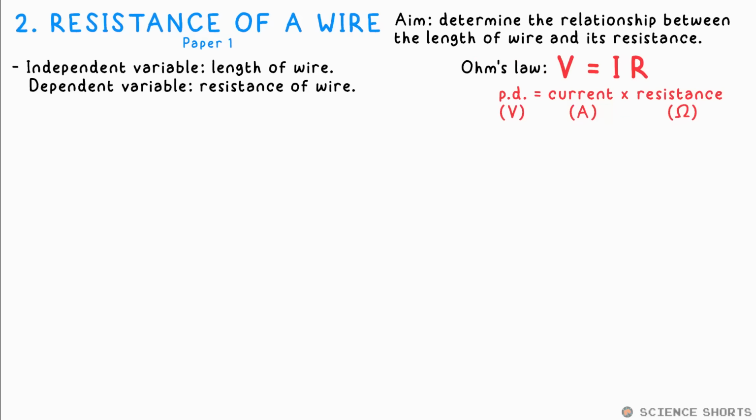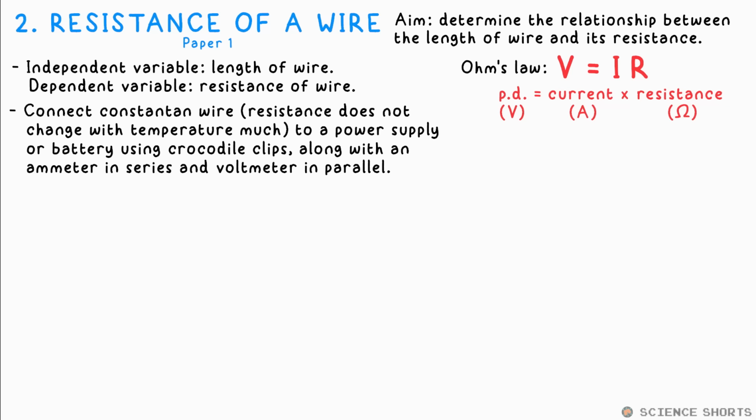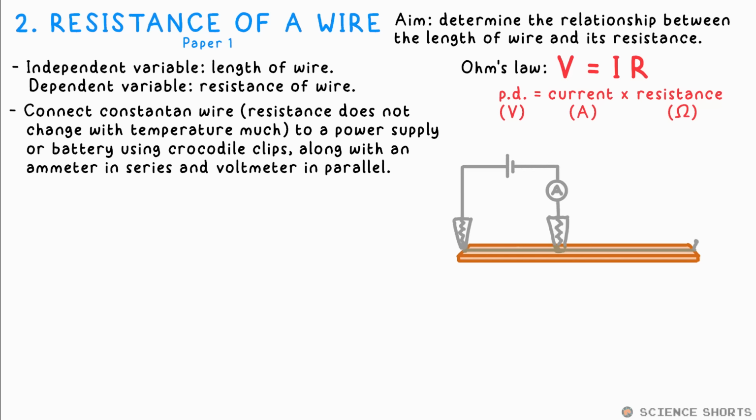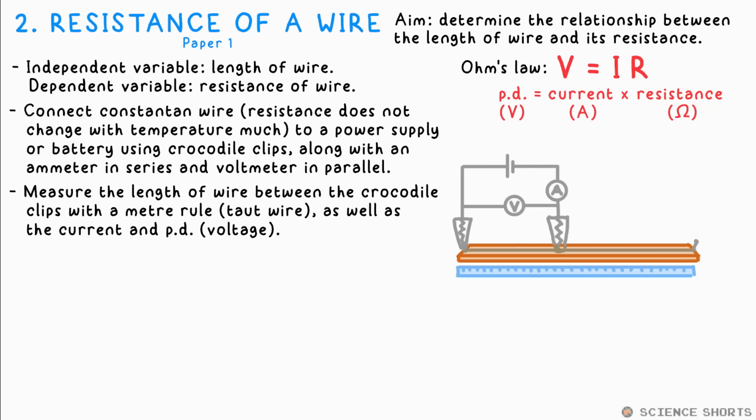Physics 2, resistance of a wire. We just want to see the relationship between length of a wire and its resistance. We use constantan wire as its resistance doesn't change much when it gets hotter, which is what we want. Attach the wires using crocodile clips and cables to a battery, an ammeter in series to measure the current, and a voltmeter in parallel to measure the PD. Change the distance between the two crocodile clips to change the effective length of the wire, and measure this with a meter rule, making sure the wire is taut when you do this.